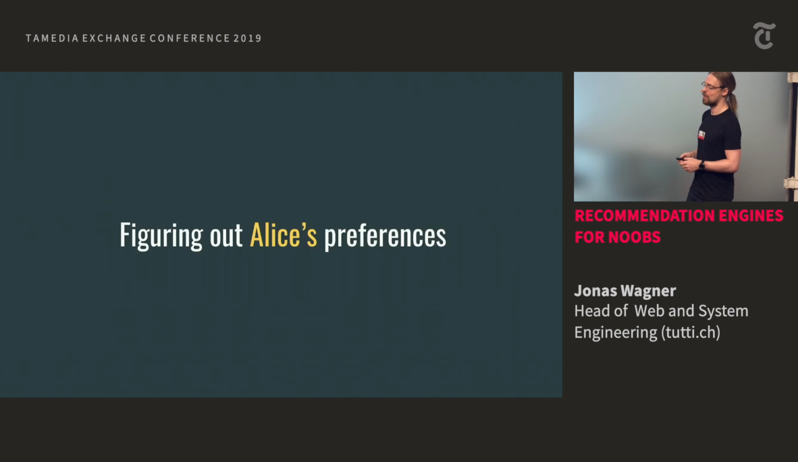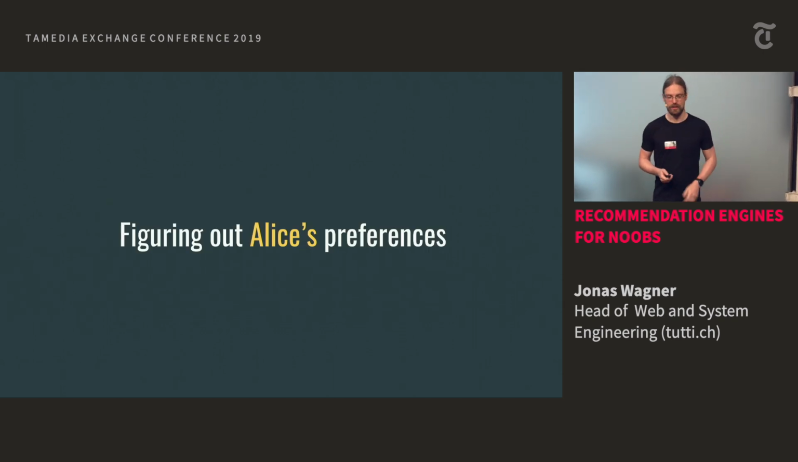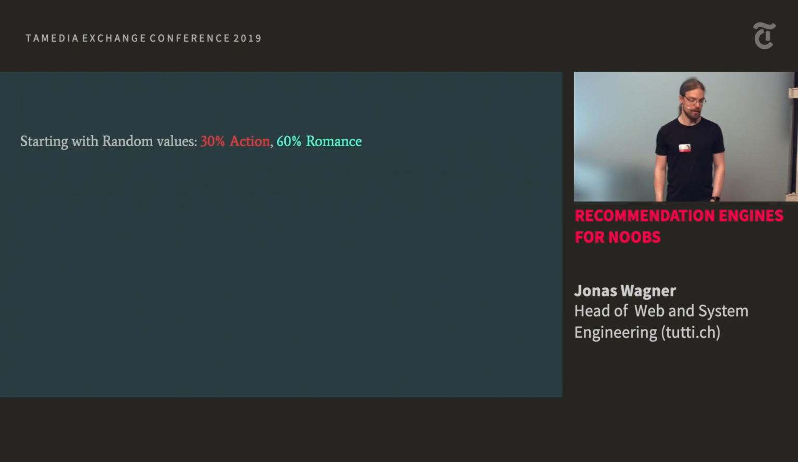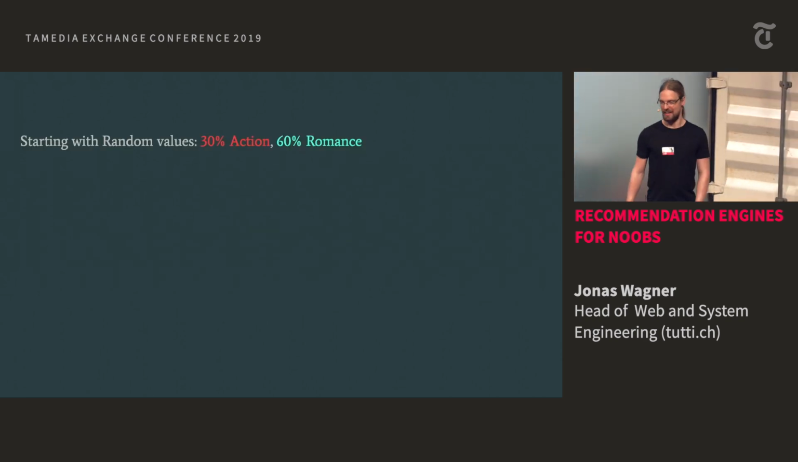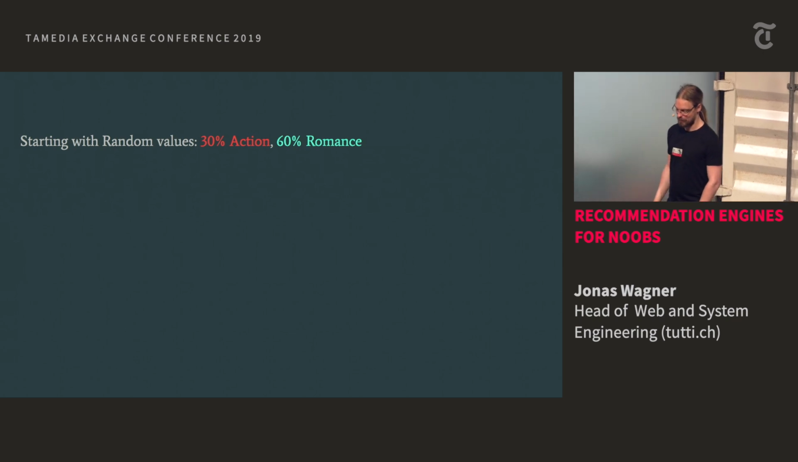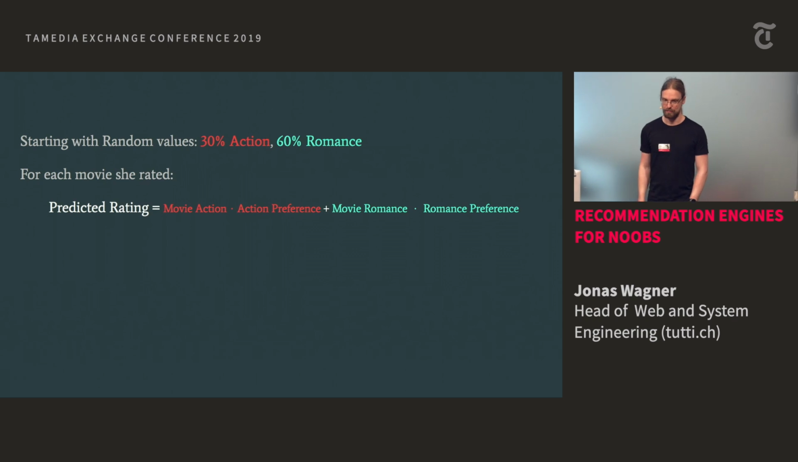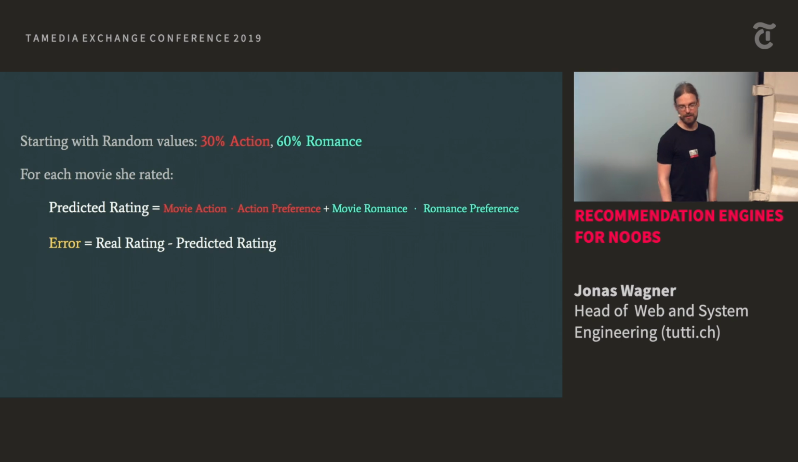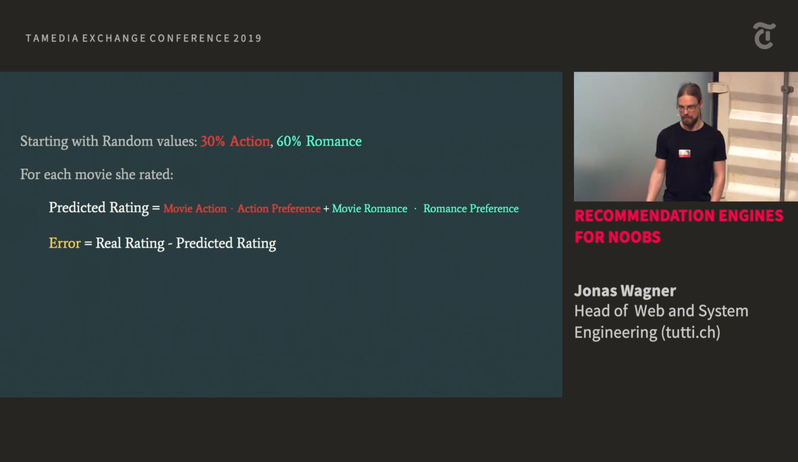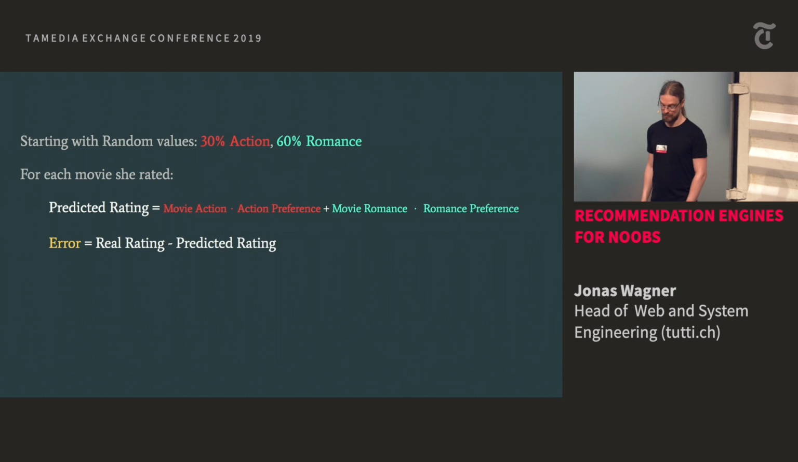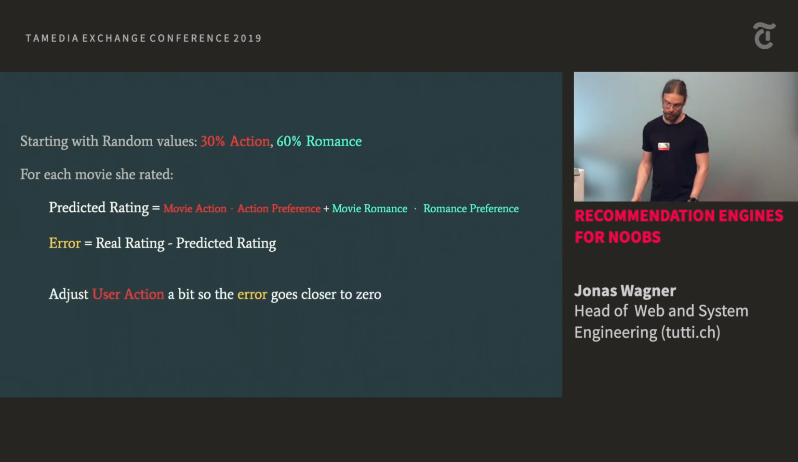So how are we going to go about figuring out Alice's preferences? Well, we start by just assuming random stuff. Guess that's another theme. For each movie that Alice rated, we're going to do our little model, and we get a predicted rating. We can take the predicted rating and the real rating that we know from the data, and then adjust her preferences just a little bit in the right direction, so we're a little bit less wrong.